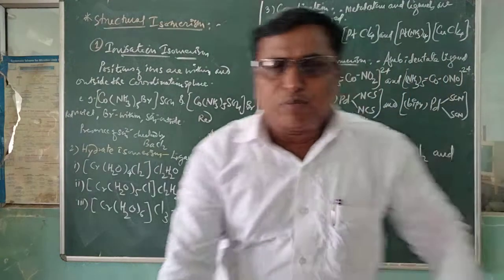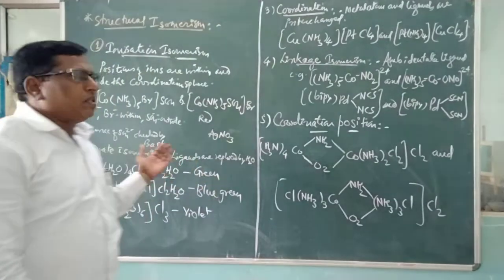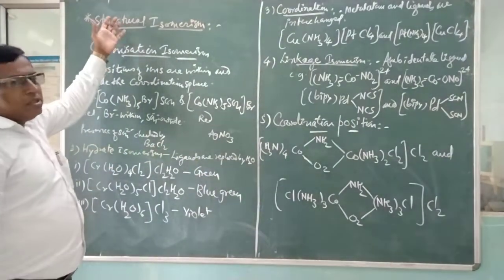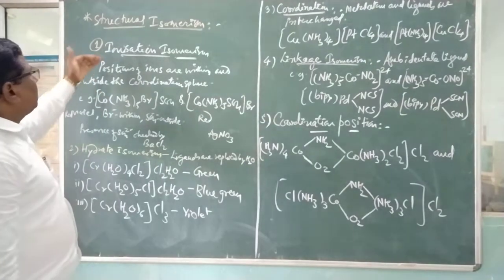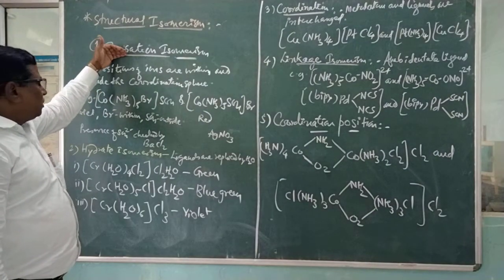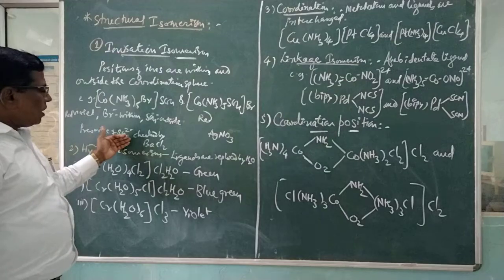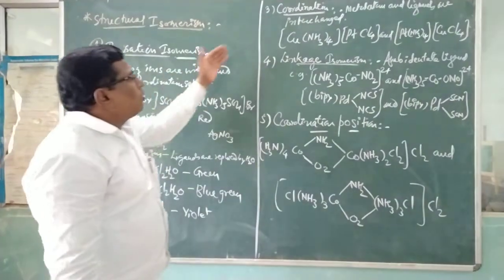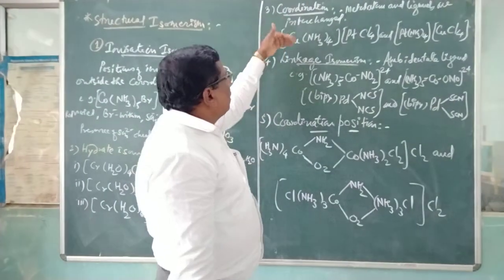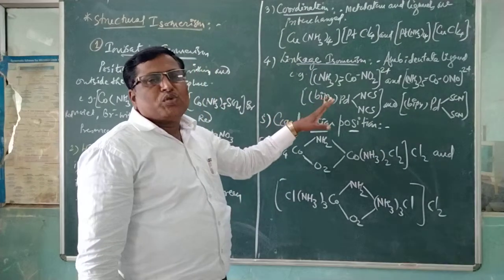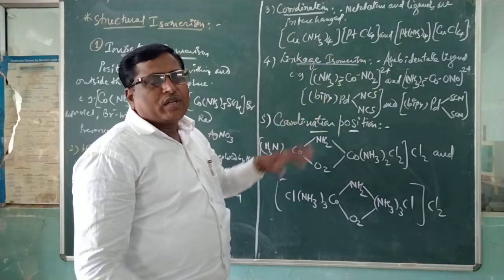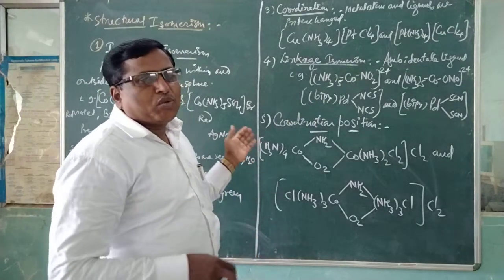Now this is the next point as per the isomerism, that is structural isomerism. It can be divided into five types of isomerism. First is ionization isomerism, second is hydrate isomerism, third is coordination isomerism, then linkage isomerism, and last is coordination position isomerism. Now what is the difference between each isomerism?